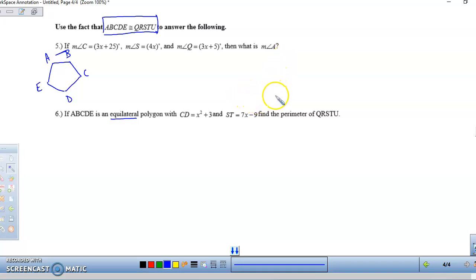So answers, the measure of angle A here is going to be 80 degrees. And then down here, the perimeter, so it's asking for perimeter, actually has 2 answers, 60 or 95. If you didn't get those, please ask to go through them in class.